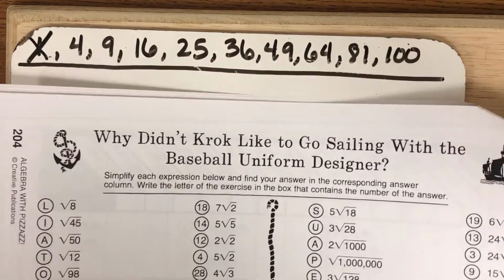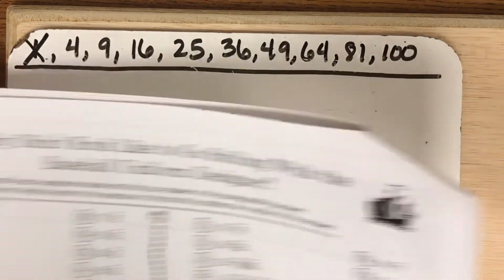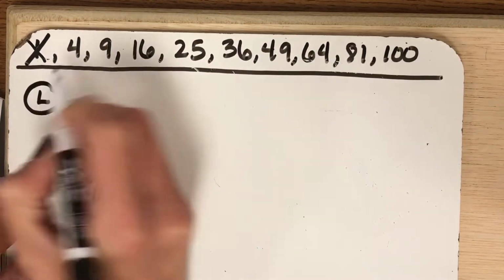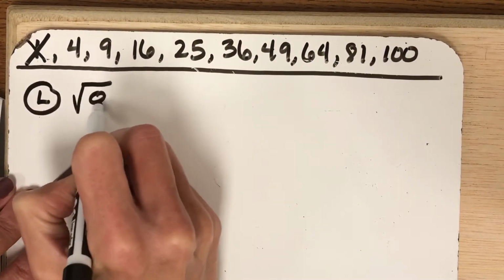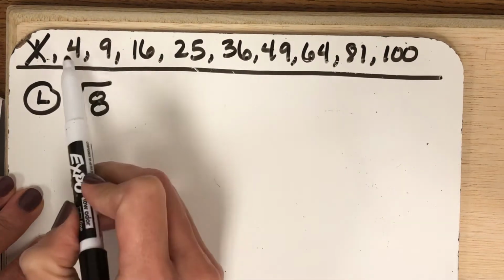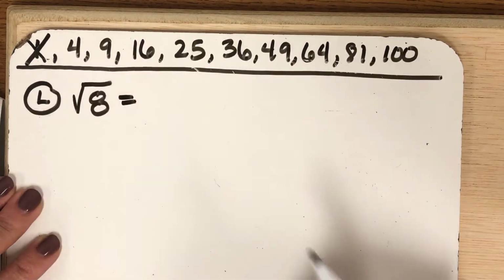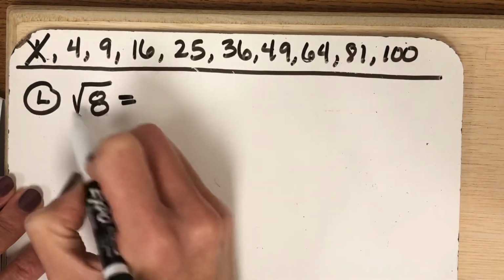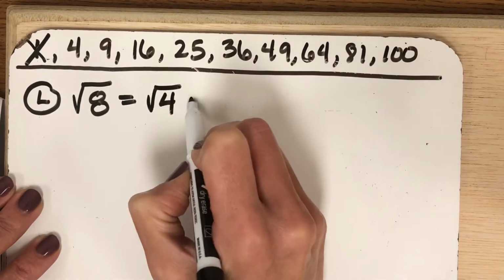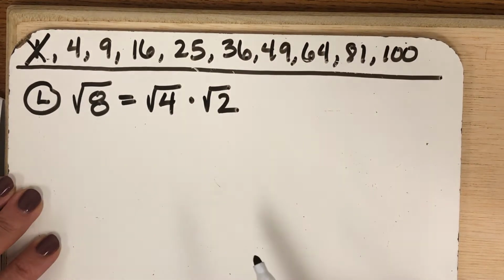So let's go ahead and do a couple of examples from page 204. I'm going to do the first 2 examples from each quadrant. So problem number L, we have the square root of 8. What I want to do here is see if I can pull out a perfect square as a factor. And I can see that 4 is a factor of 8. So I'm going to rewrite the square root of 8 as the square root of 4 times the square root of 2, because 4 times 2 is 8.